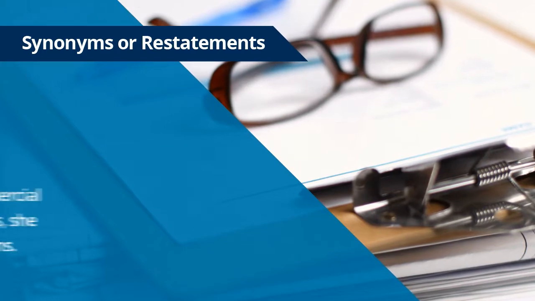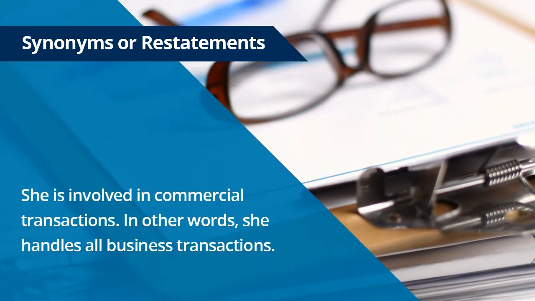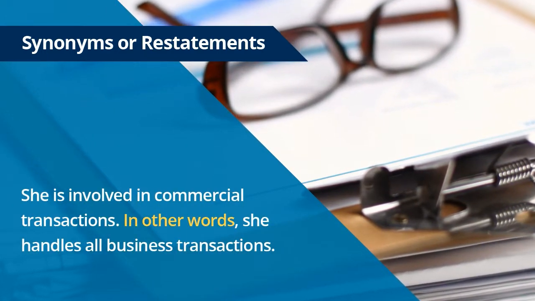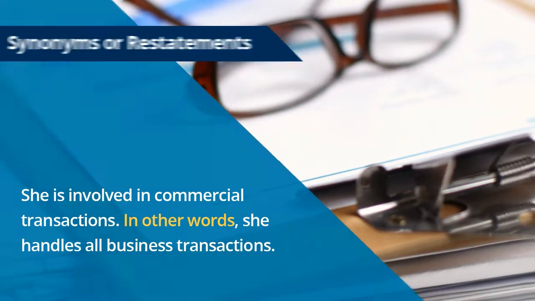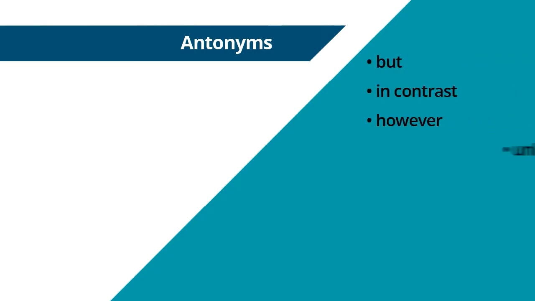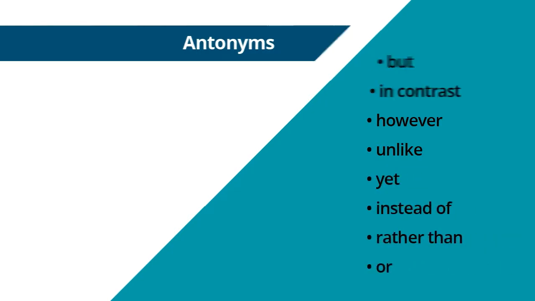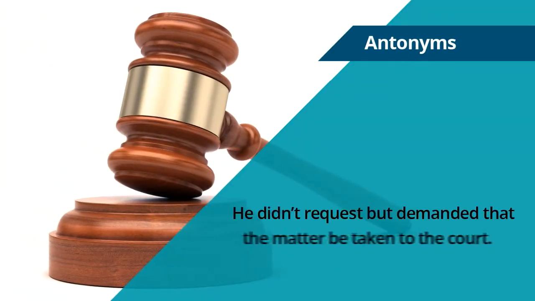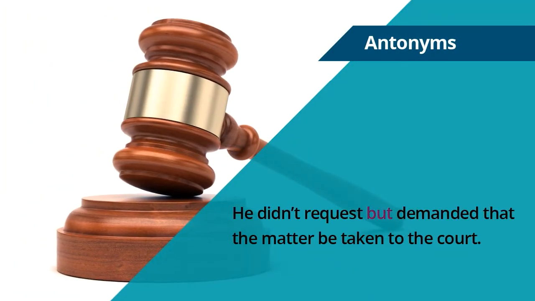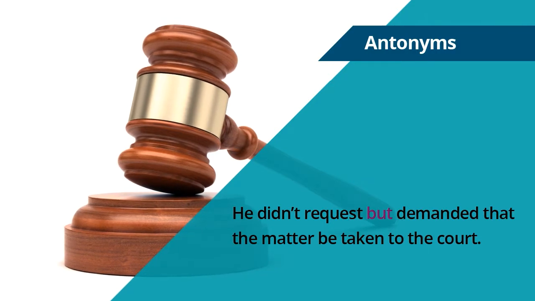Here's an example. She is involved in commercial transactions. In other words, she handles all business transactions. When a context clue is an antonym, these signal words are common. But, in contrast, however, unlike, yet, instead of, rather than, or. Look at this example. He didn't request, but demanded that the matter be taken to the court.